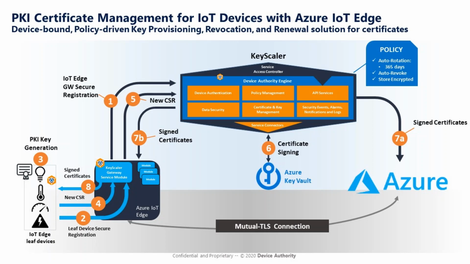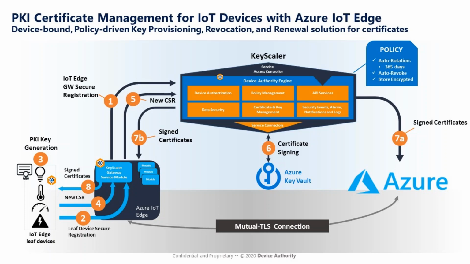After the secure registration is completed, then the KeyScaler server tells the leaf devices to generate a new key pair. This new key pair is going to be one private and public key, and generate a new CSR, step 4. Then that CSR is forwarded by the gateway service to the KeyScaler server, as you see, step 5.